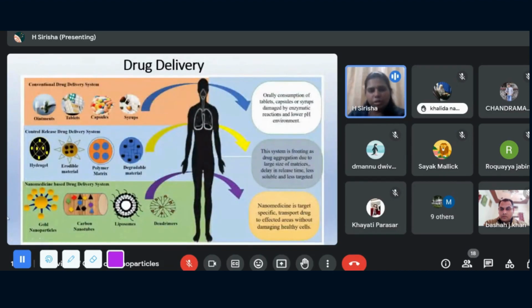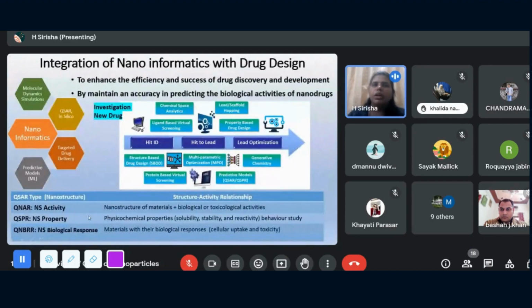So now, in this form, nanomolecules are being used to study in a drug delivery approach. Integration of nanoinformatics with drug design. In order to study what the drug is made of, the chemical structure and the different properties, we have to learn what drug designing is.